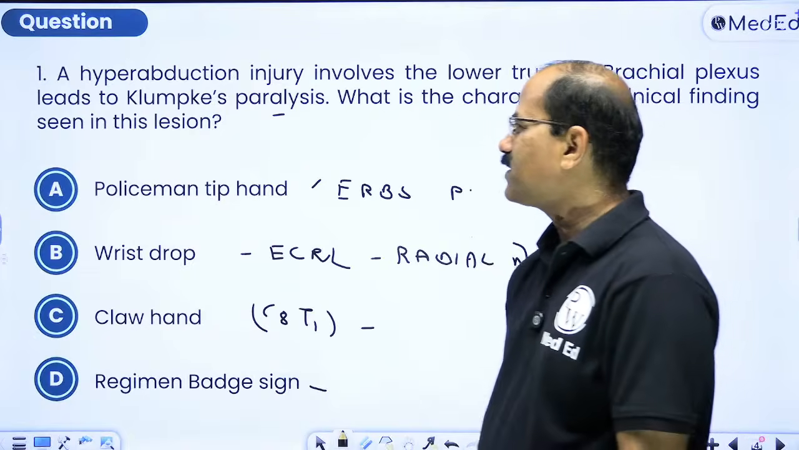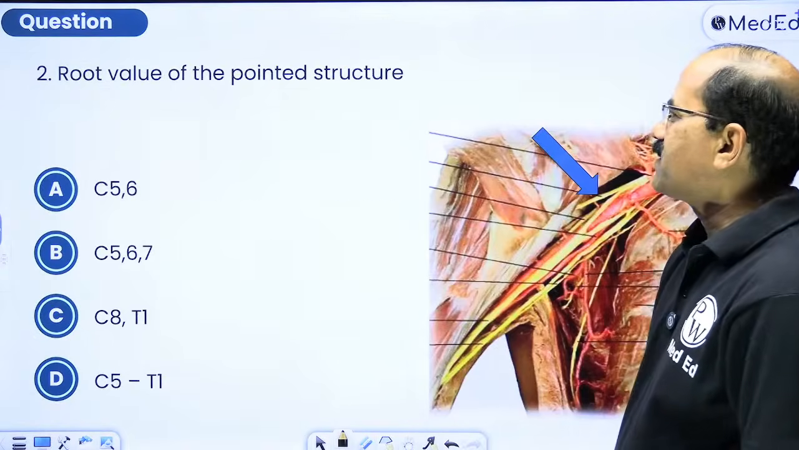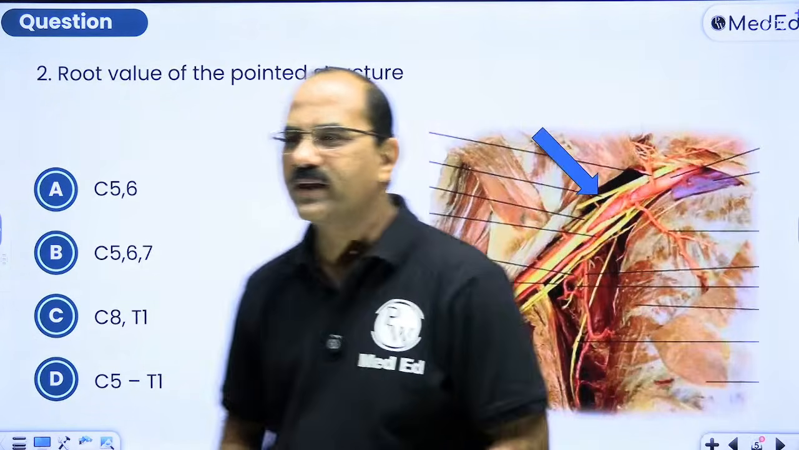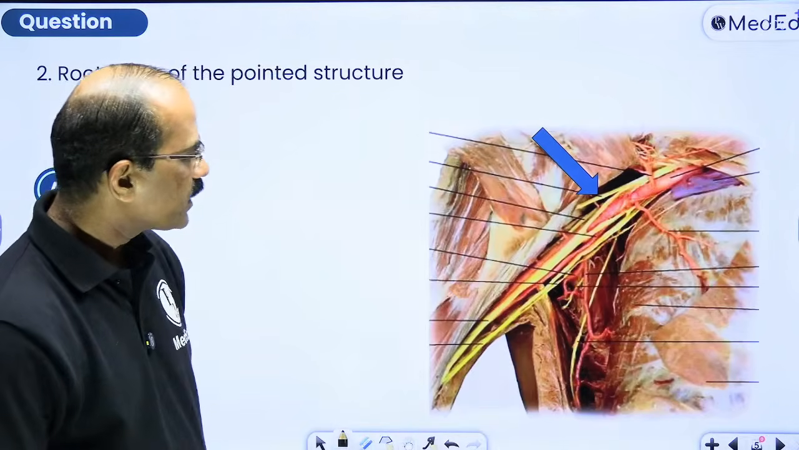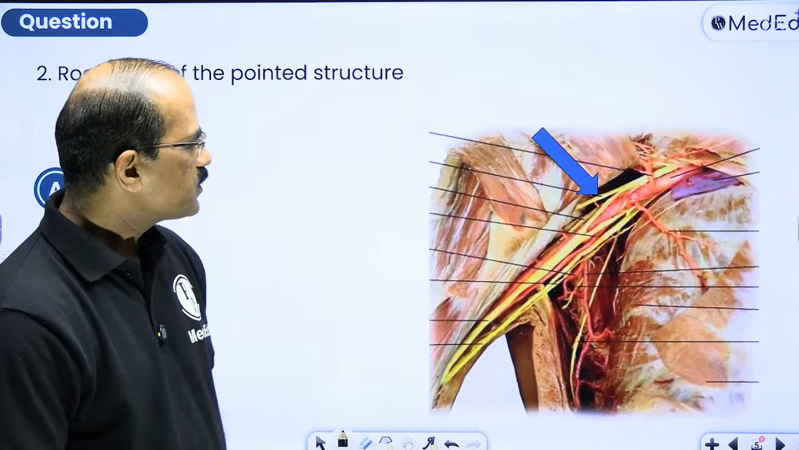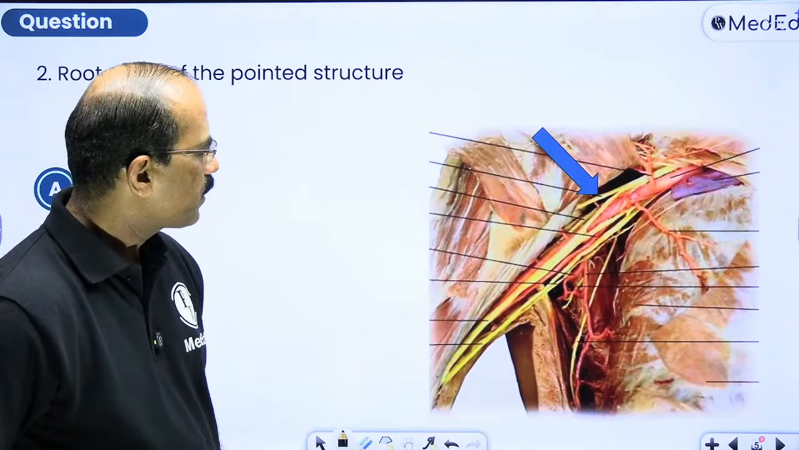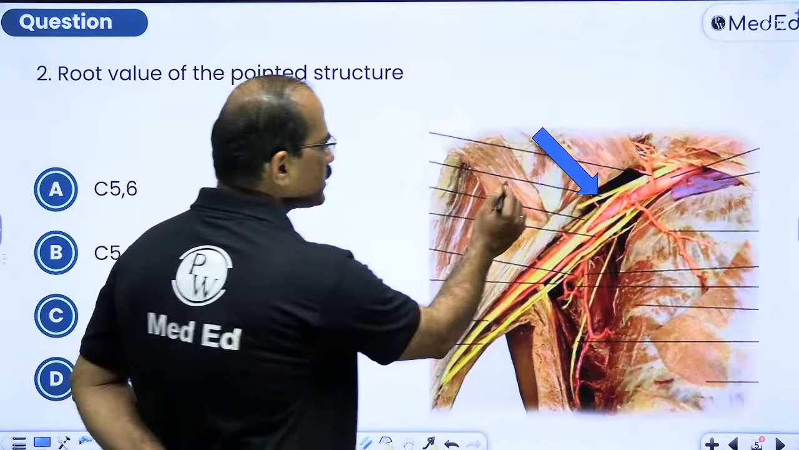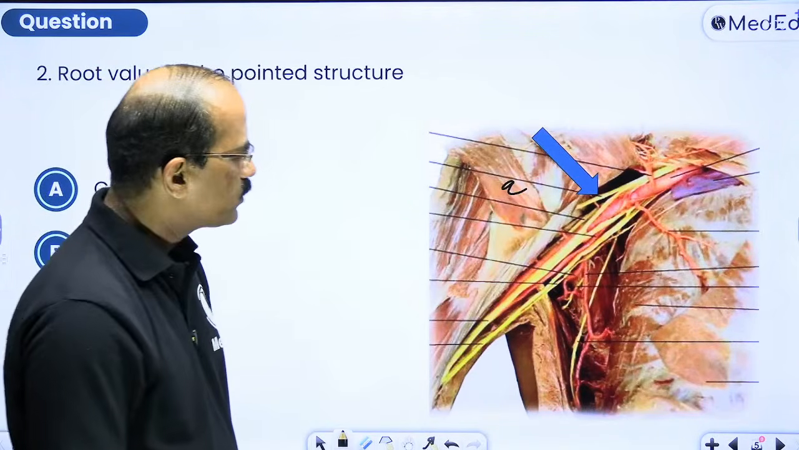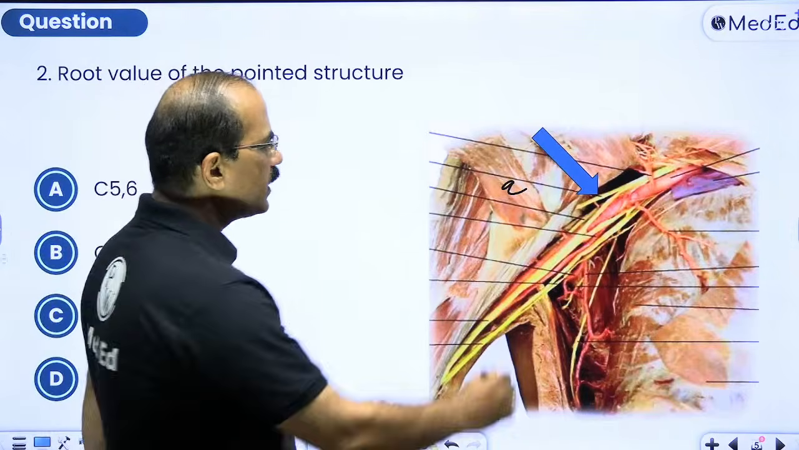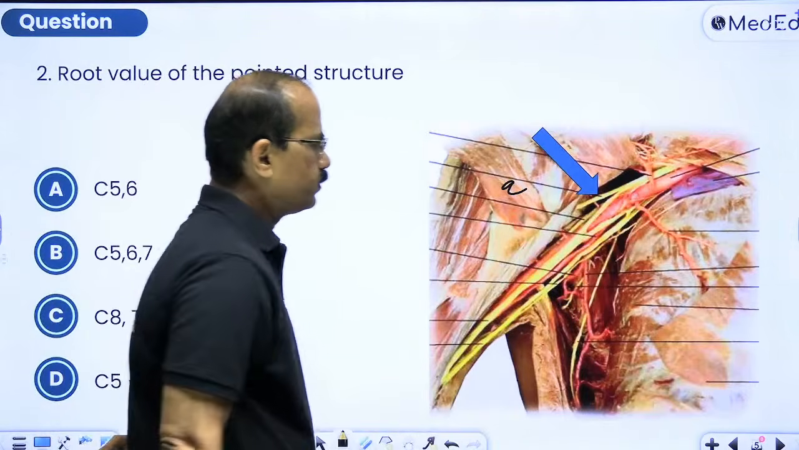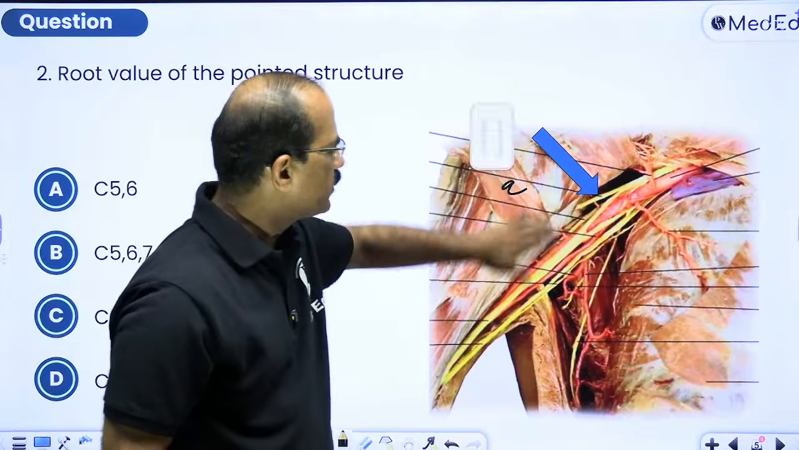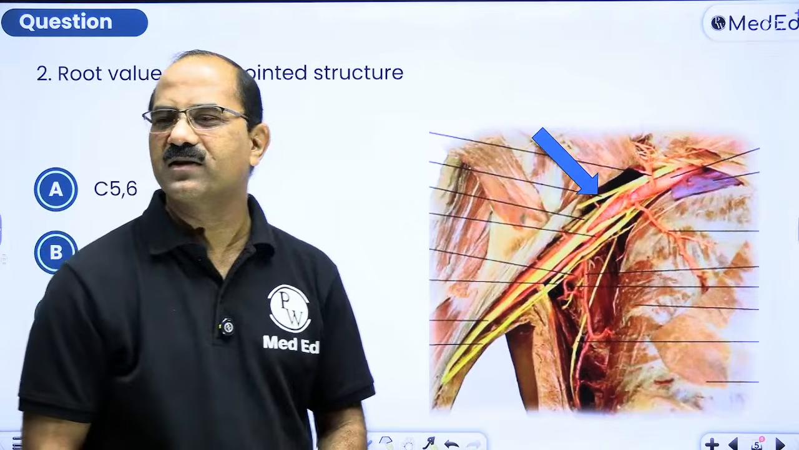Coming to the next MCQ. Yes. Root value of the pointed structure. Come on children, can you tell me what is this pointed structure? Before that, what is this A muscle? Who is this A muscle? This A is going to divide. Okay, leave this A. Just tell me what is that pointed structure?